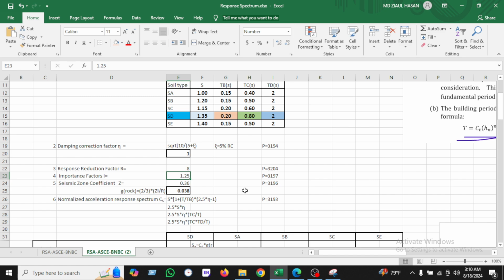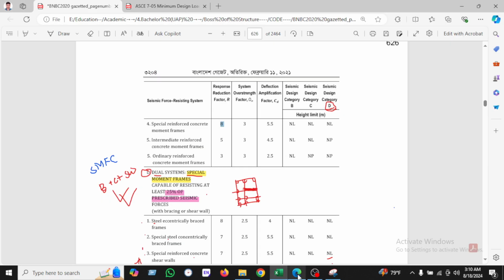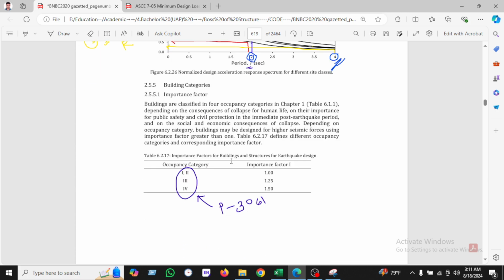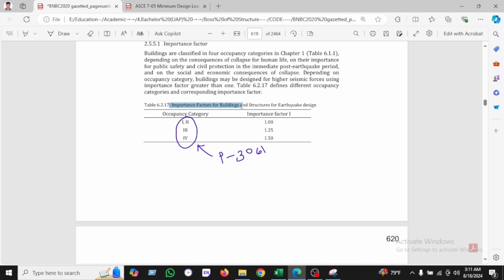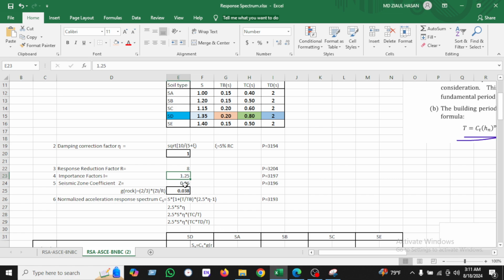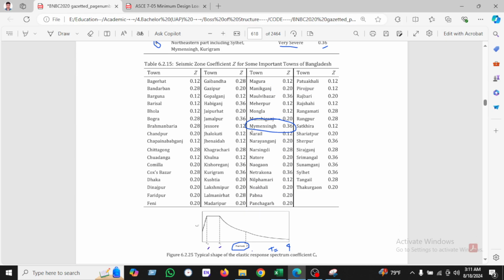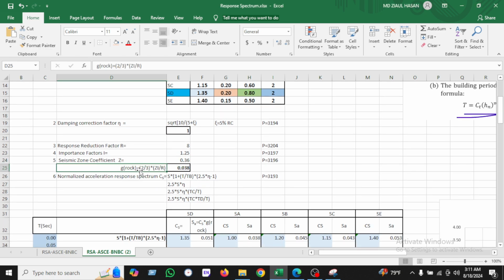In this way we have taken the I, but it is okay. I am just showing why I have taken it here. As the importance factor of the building is category 3, I found 1.25. I have taken 1.25, and Z is the zone coefficient. Our zone coefficient is moderate, so that's why we have taken 0.30, and Z-rock is equal to 0.3.